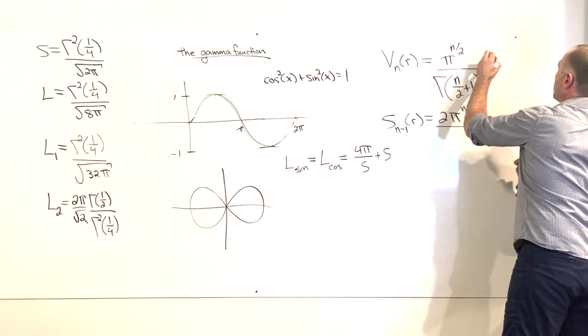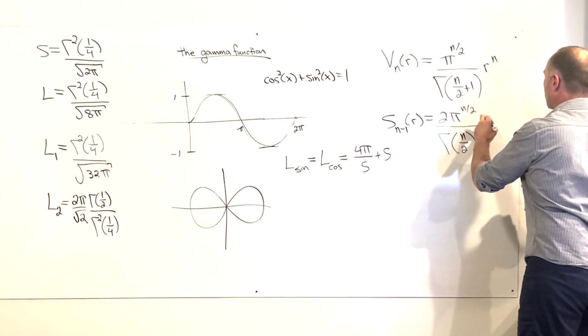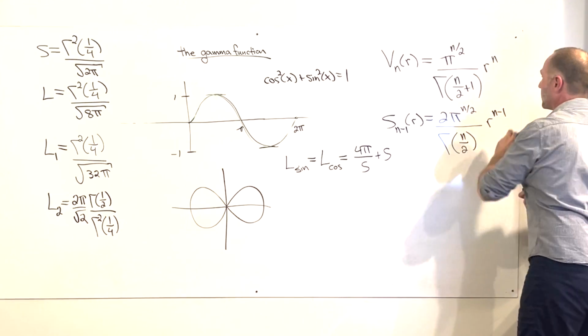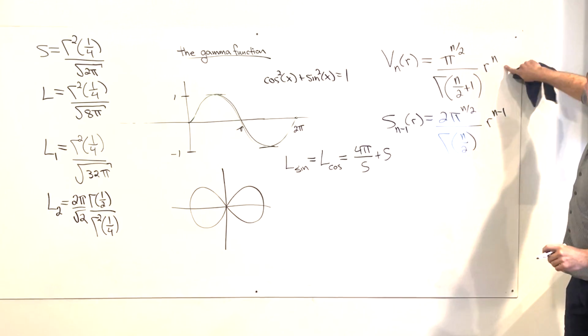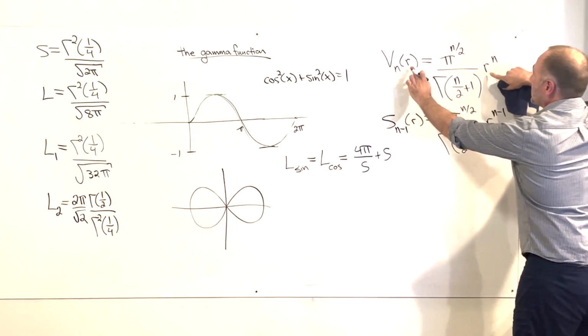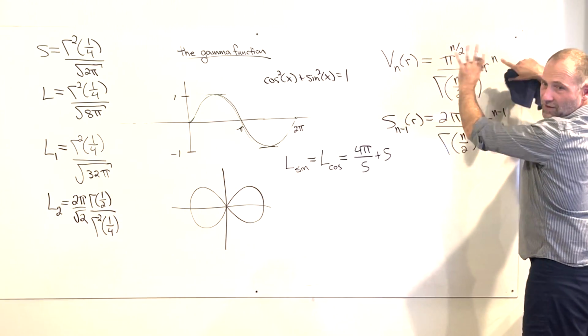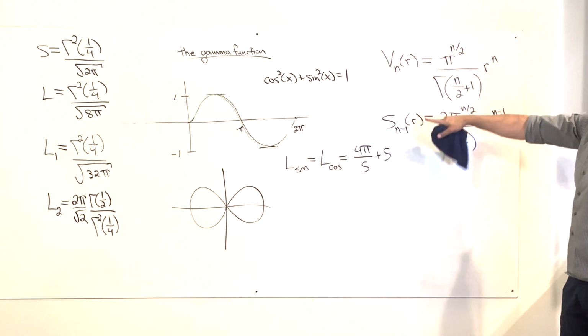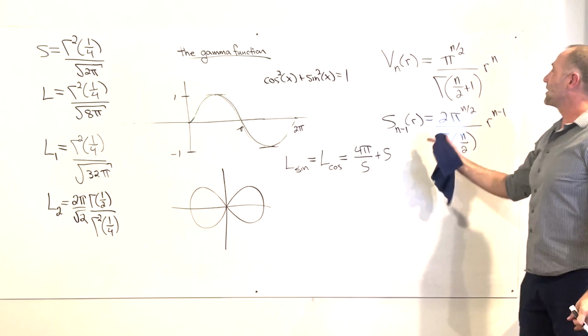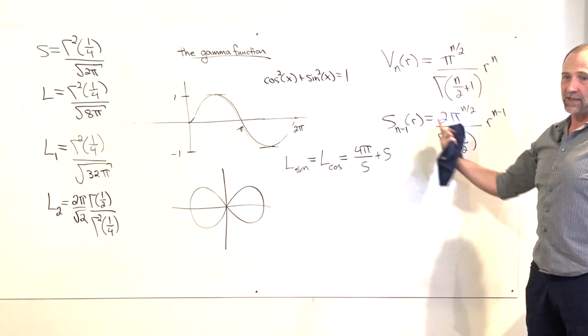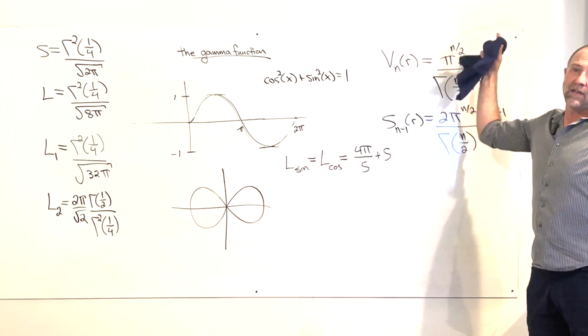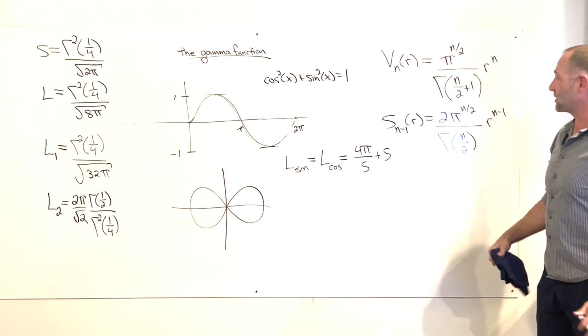Oh, I should have put r to the n here. Sorry. R to the n minus 1. Okay. Sorry, I missed that before. So, yeah, it depends on r also, but I didn't have an r in there. So there we go. So surface area and volume of an n-dimensional hypersphere is calculated this way. It's fixed this way for every dimension of hypersphere.